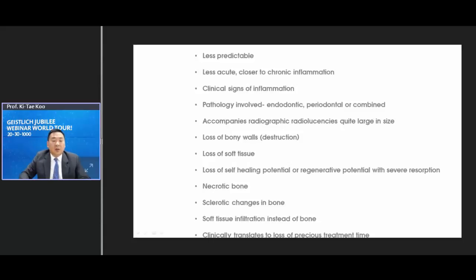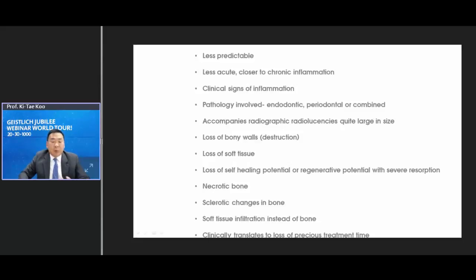Also they're closer to chronic inflammation, and they do show the clinical signs of inflammation, which are swelling, pus formation and acute pain. Also, they have pathology involved, whether it's endodontic, periodontal, or combined, accompanied by radiographic radiolucency that is quite large in size, and also shows destruction, loss of bony walls, loss of soft tissue, and also loss of self-healing or regenerative potential with severe resorption.